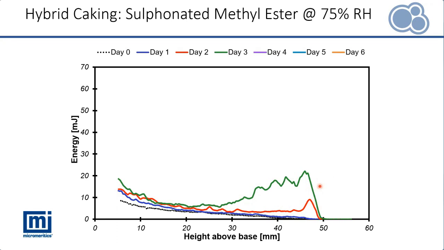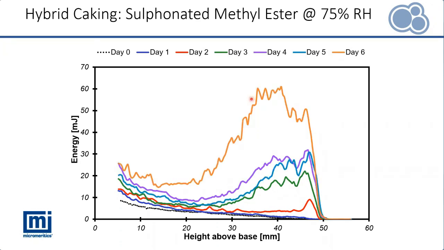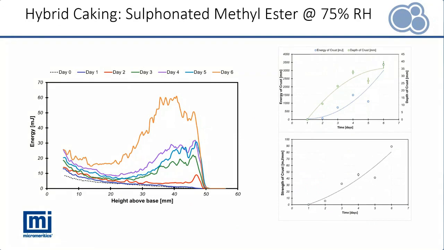And that continues as we move on to day 3. We've got clear crust formation again at the top of the vessel and a general increase in energy below the crust as well. And that continues on for days 4, 5 and 6 as well, where we've got a crust forming and caking also occurring below the crust as well. So what we can take away from that is we do have a crust propagating, so we can see that the depth of the crust on the whole is rising over the storage period, and that energy of the crust is also increasing as well. We also have a rise in the strength of the crust, so that crust is becoming stronger throughout the storage period as well.